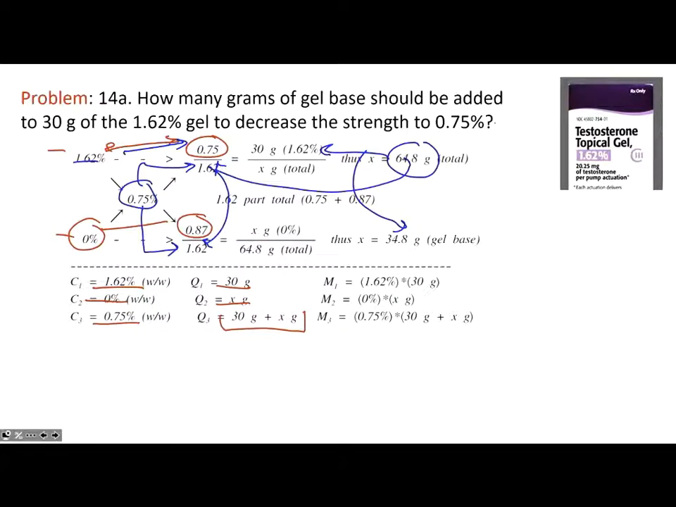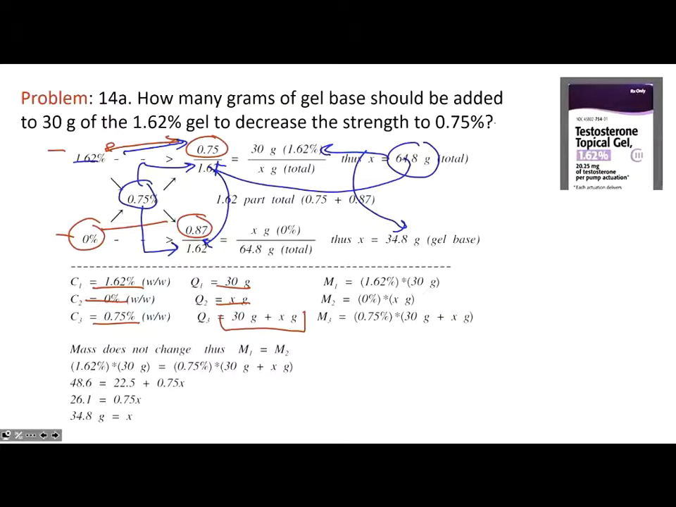It'll be the combination of both of those. Would you agree in this situation that what is 0 for M2, what is 0% times X? 0. So mass doesn't change. I'm not adding any drug, I'm just adding base. So I can say M1, essentially in this case, actually equals M3.